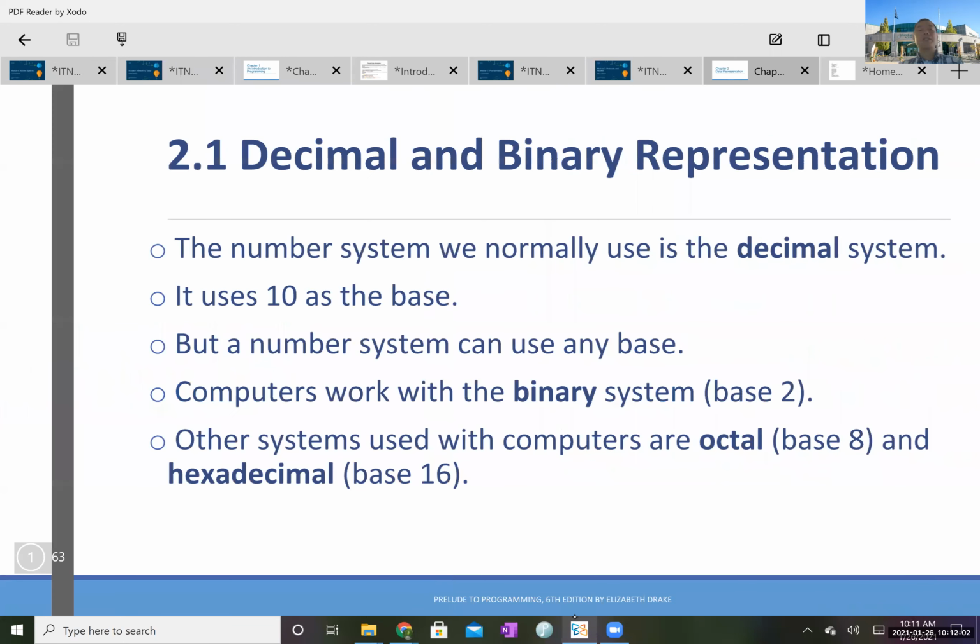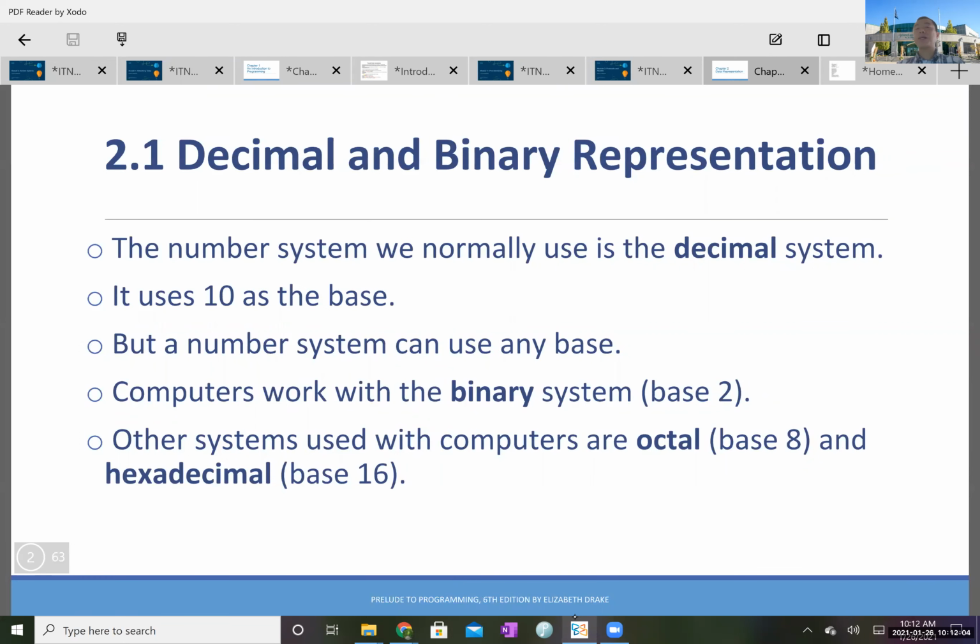So yes, first thing we're talking about is the decimal and binary representation. Normally all of the numbers you use are in the decimal system. Decimal means 10. So for each digit, you have 10 possible values, everything from 0 to 9, and it is 10 at the base.